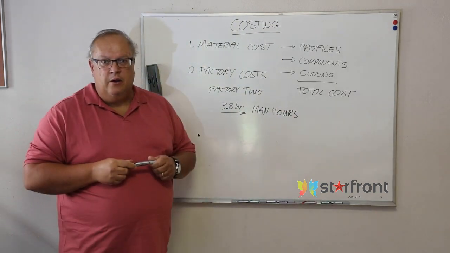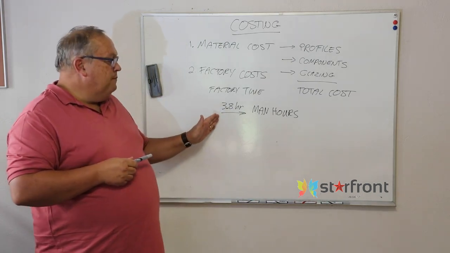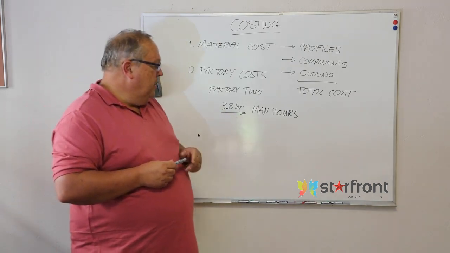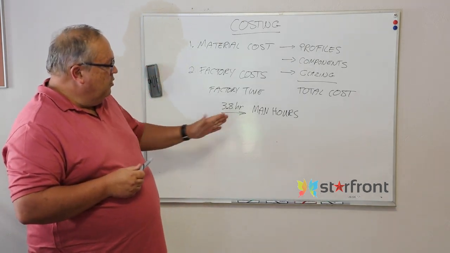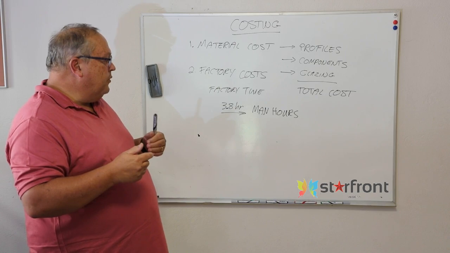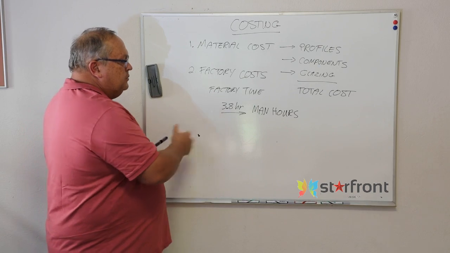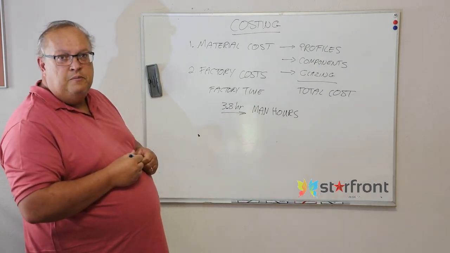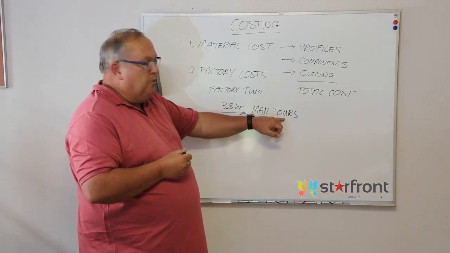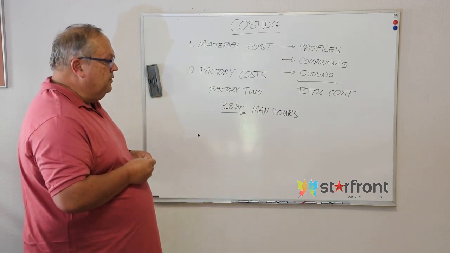And what do we mean by man hours? 3.8 man hours means if I took one person, it would take that person 3.8 hours. If I took two people, it would take 1.9 hours for each person. So two people working for 1.9 hours, total is 3.8 hours. And if I took three people, it would take just over an hour for those three people to make that window. So your man hours is the total number of people working on that job times how many hours it will take them to manufacture it.